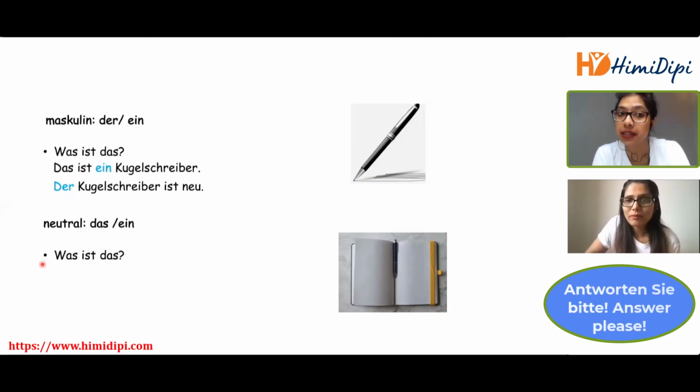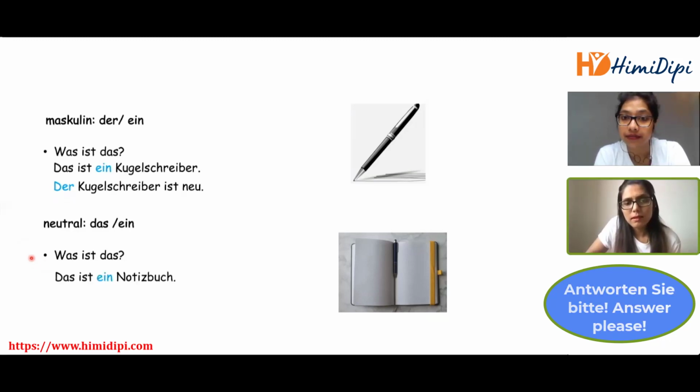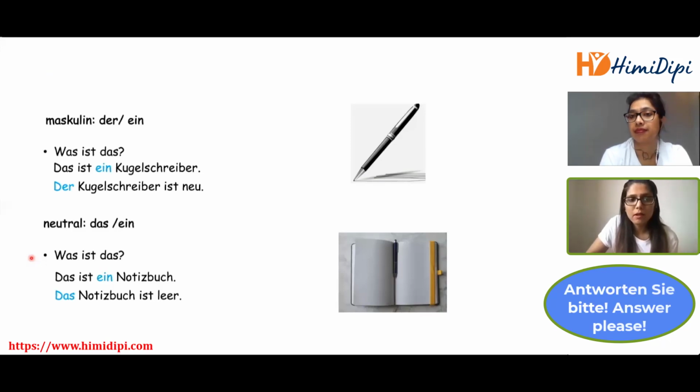Und was ist das, Dipi? Aha, das ist ein Notizbuch or a Notizblock. Und das Notizbuch ist leer. Okay, this is in general terms ein Notizbuch, and now particularly talking about this one, we will use the bestimmte article. Das Notizbuch ist leer. This is empty. There is nothing written in it.